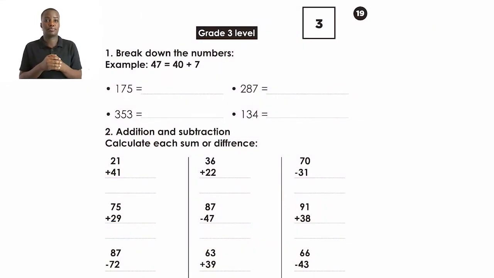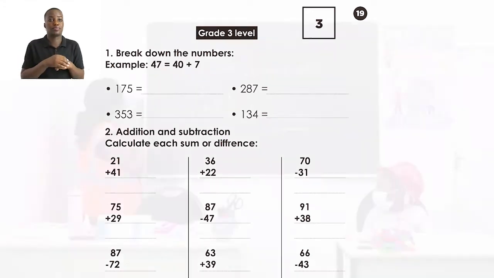Number 2, we have addition and subtraction. Now grade 2s and 3s, we have been doing addition and subtraction for a long time. So this one shouldn't take us too much time. But let us just do 2 examples. We're going to do the first one and the last one. Let's take a look at the board.